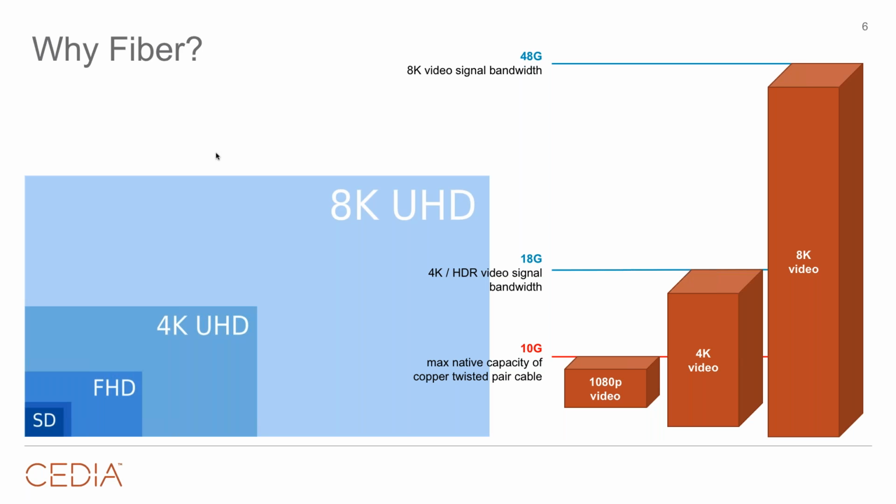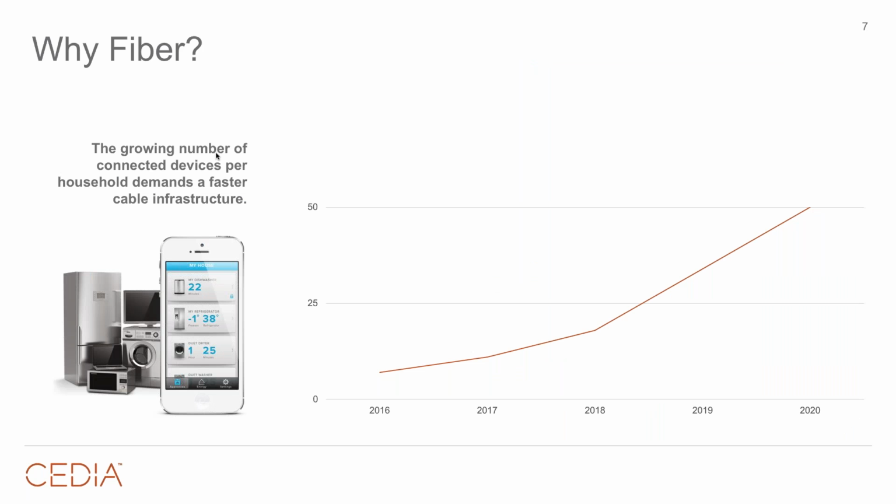This will be the first holiday season, the November, December 2018 holiday season, where we will see the consumer 8K technology hit. And for that reason, we need to be thinking about how do we wire for this. And that's where fiber comes into play.